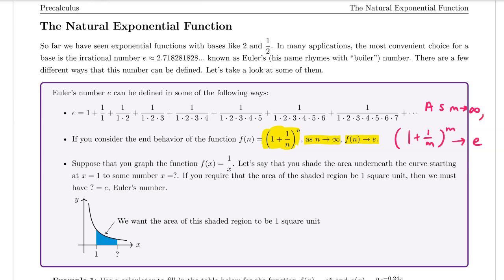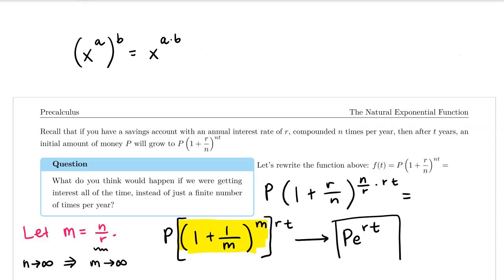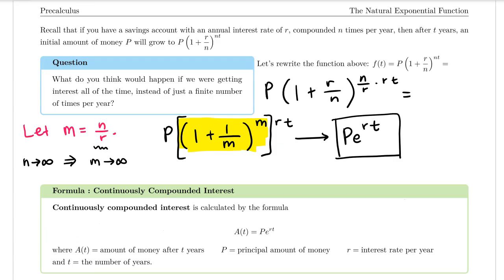That's why we end up with the formula that we did, where we have P times e to the power of rt. I'm going to go ahead and box this here, and let's talk about this formula a little bit more. P times e to the power of rt represents the formula for continuously compounded interest, meaning we're gaining interest all of the time.